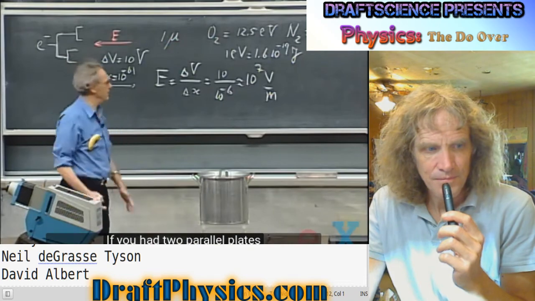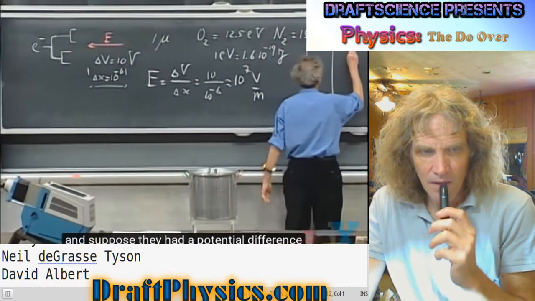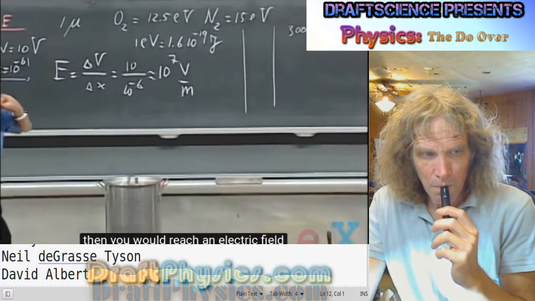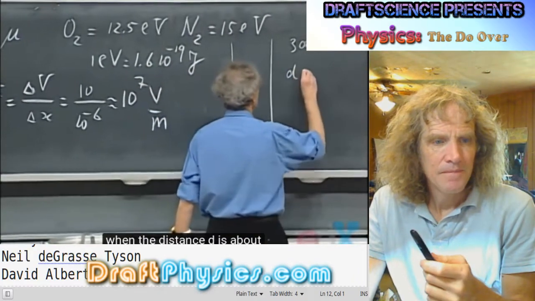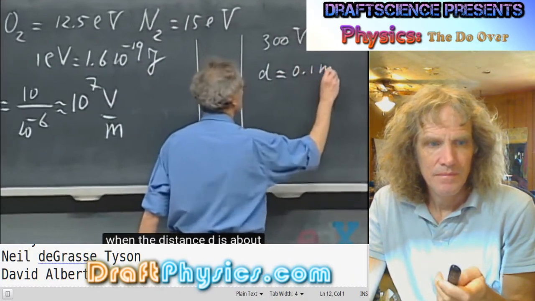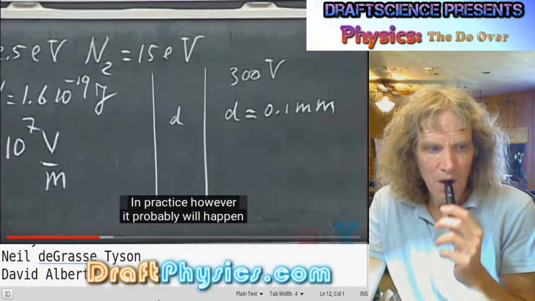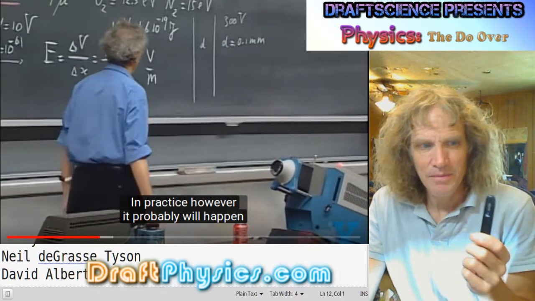If you had two parallel plates and you brought those plates closely together, and suppose they had a potential difference of 300 volts, then you would reach an electric field of 3 million volts per meter when the distance d is about 1/10 of a millimeter. So that's when you expect spontaneous discharge between these two plates.